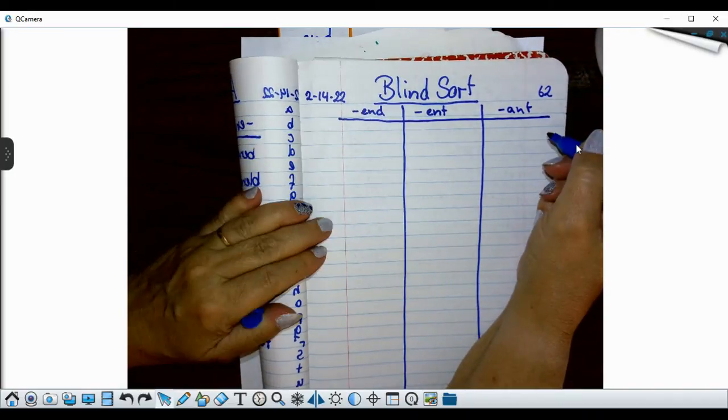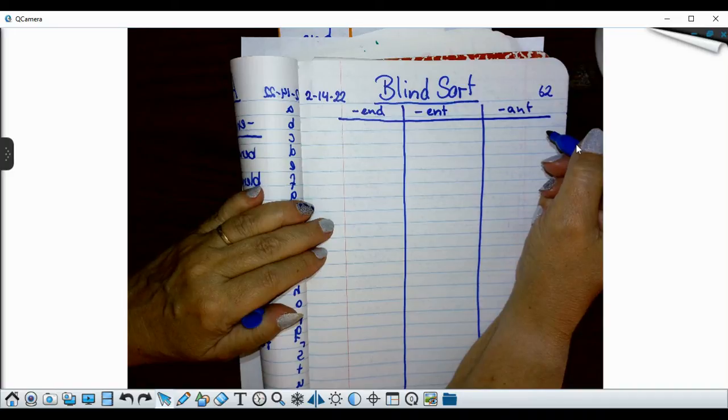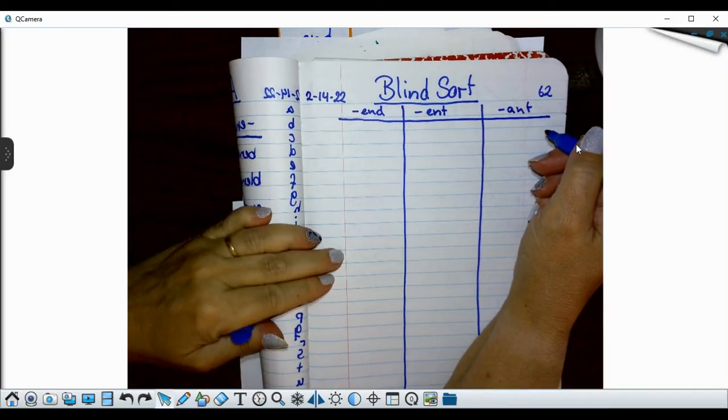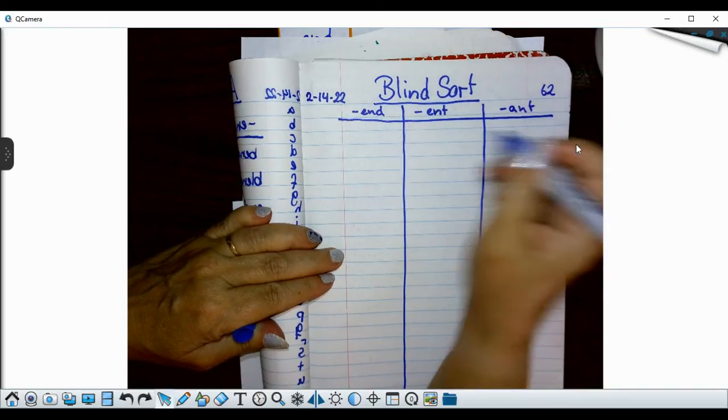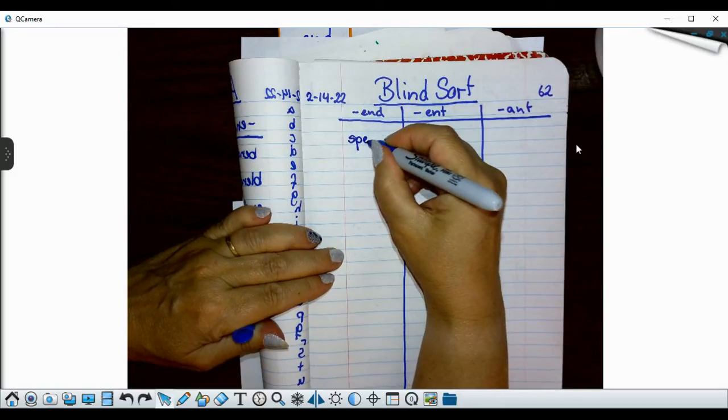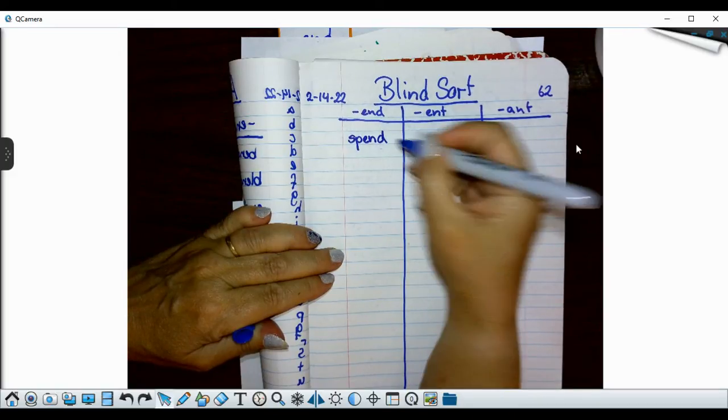All right. So a blind sort is where you try to remember all the words of our sort. And I'm going to give you 1 word per category that you can copy. But the rest of them you have to do by yourself. So the way it works is I have to think, I know that the word spend is an end. So I'm going to spell that spend. Yep, I see end in there.